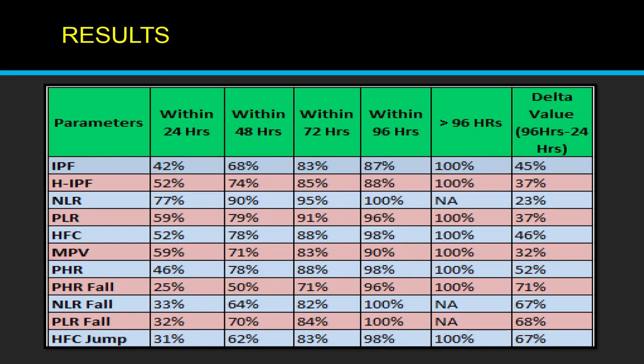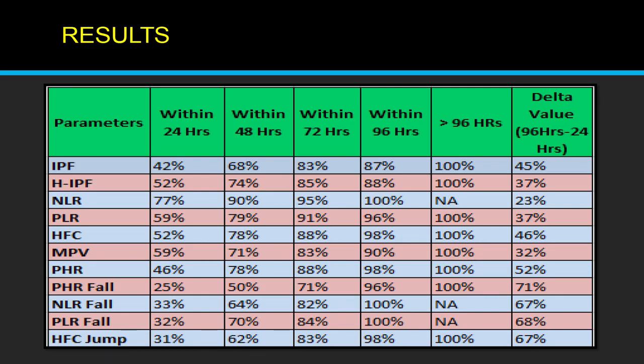So this looks like a busy chart. The parameters that were okay within 24 hours, like HFC, which was 52%, or PHR, which was 46%, or MPV, which was 59%, were actually not good markers. The parameters which evaluated later, which had a delta value between 96 hours and 24 hours, gave us a significant window to make them a predictive marker. So we looked at which is giving us the best delta value.